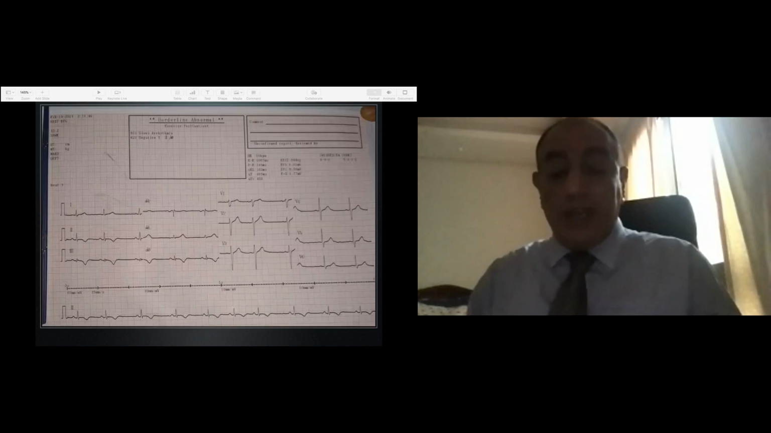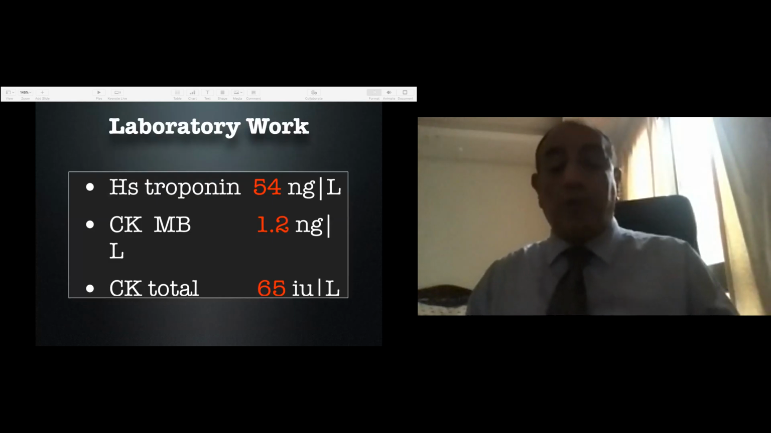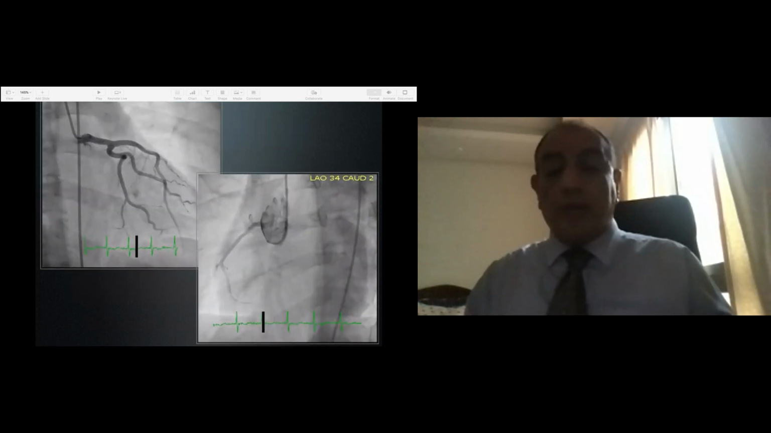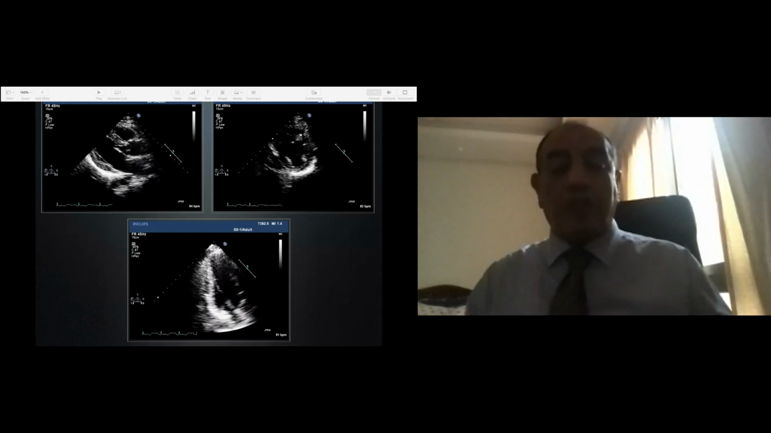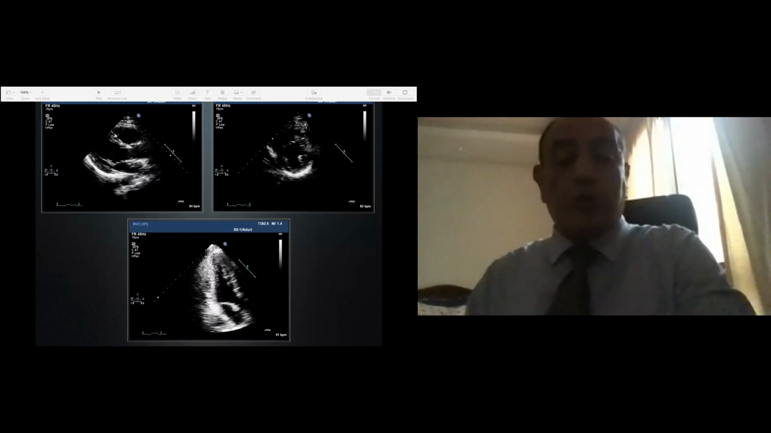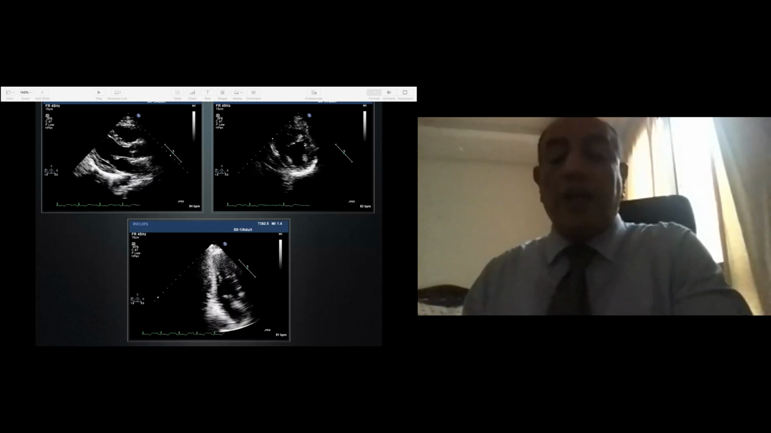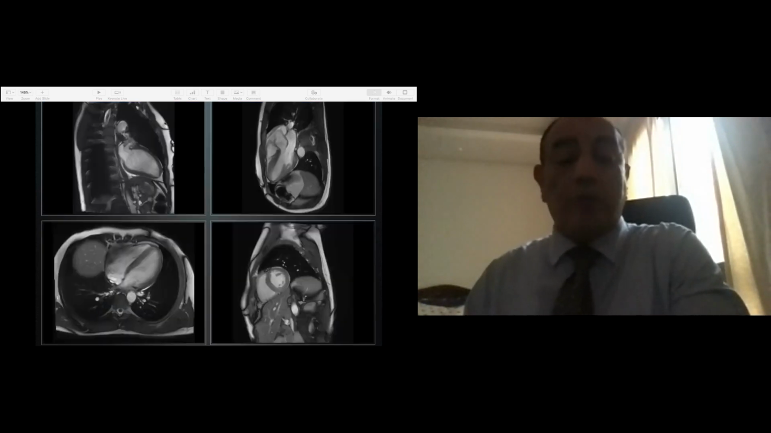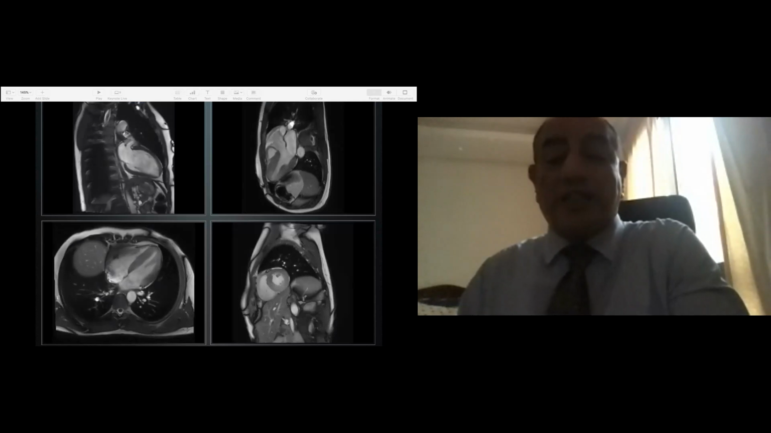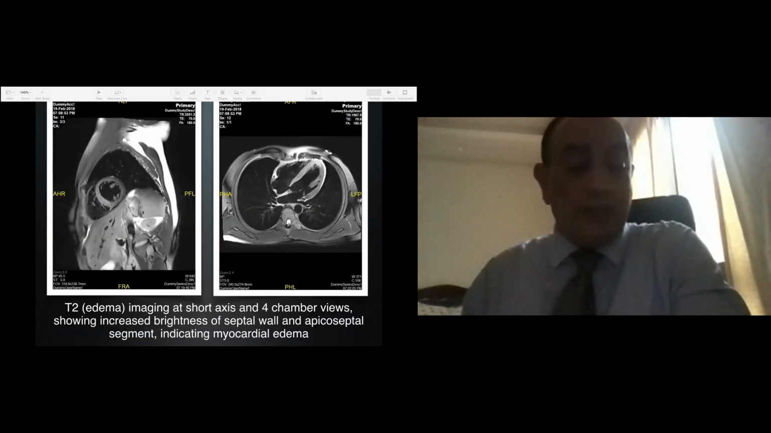Another form of pericardial disease, male patient 26 years old with no risk factor, presented by atypical chest pain, ECG looks like normal, mainly T wave inversion in lead 3, troponin 54, CKMB normal, total CK normal, normal angiography, and you can see here the echocardiography, the posterior and the inferior areas of the pericardium, hyperechoic, no wall motion abnormalities. Cardiac MRI in Cine showed the same finding.